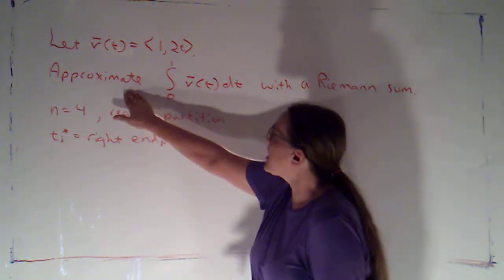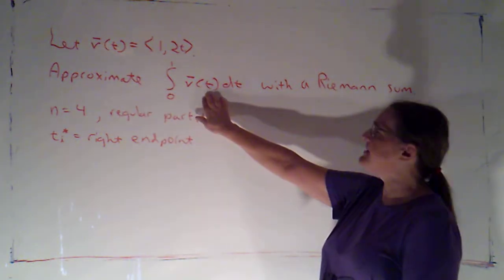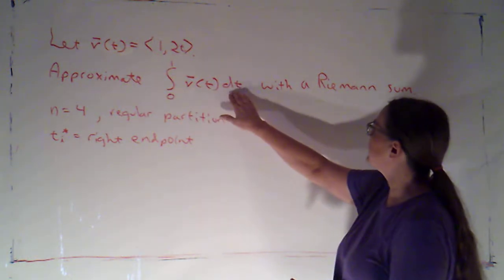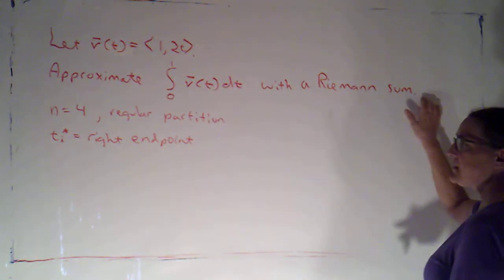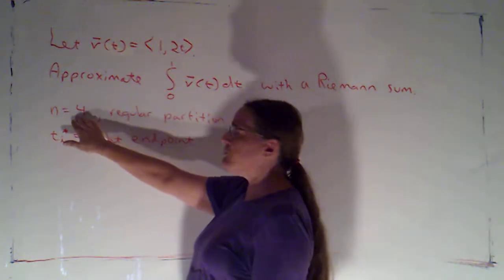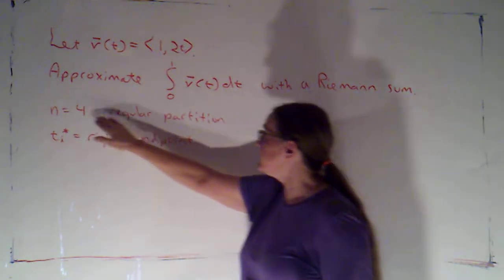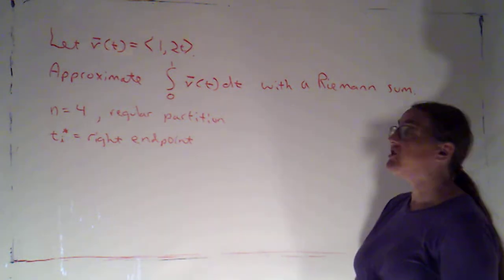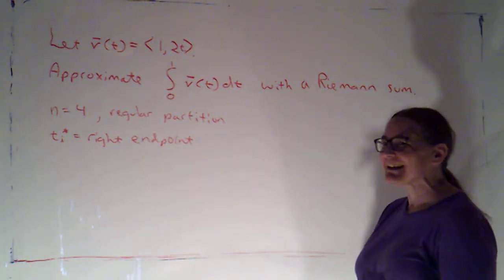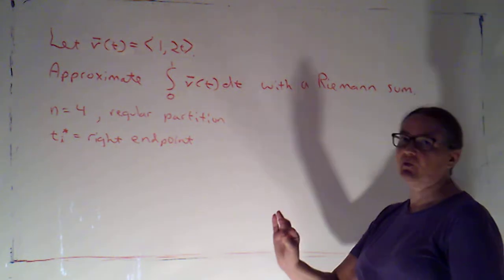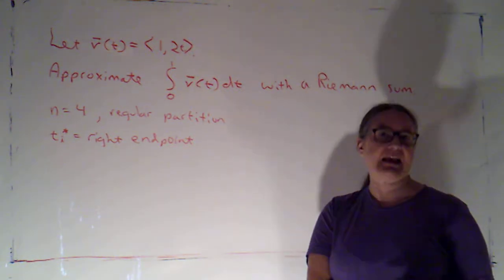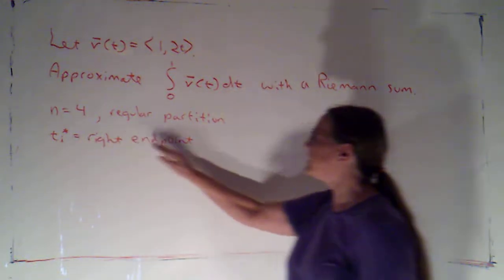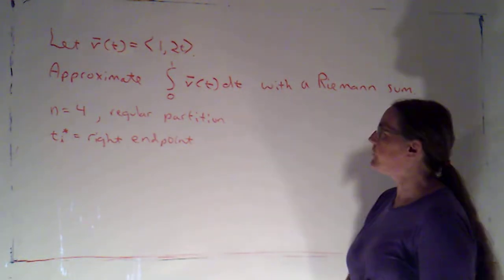Okay. So we're going to approximate the definite integral from 0 to 1 of v of t, our velocity function, with respect to t. We're going to use a Riemann sum. N is going to equal 4, so we're using 4 rectangles. I said to use a regular partition. All that means is that we're going to be chopping the t-axis up into equal pieces so that delta t will be the same for each piece. And then for our representative t values, we're just going to use the right endpoints of those intervals.